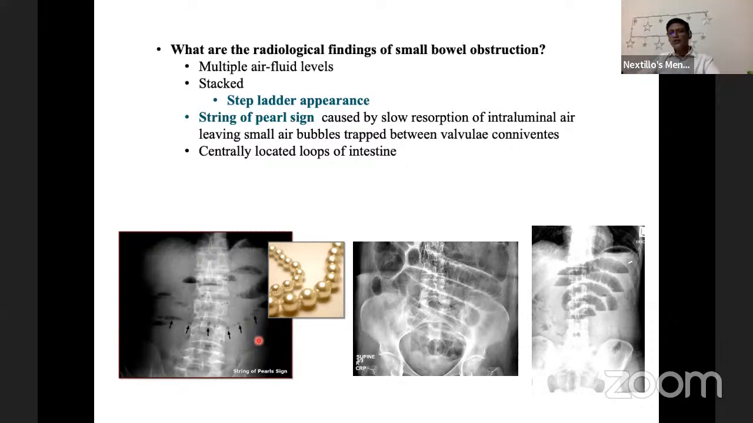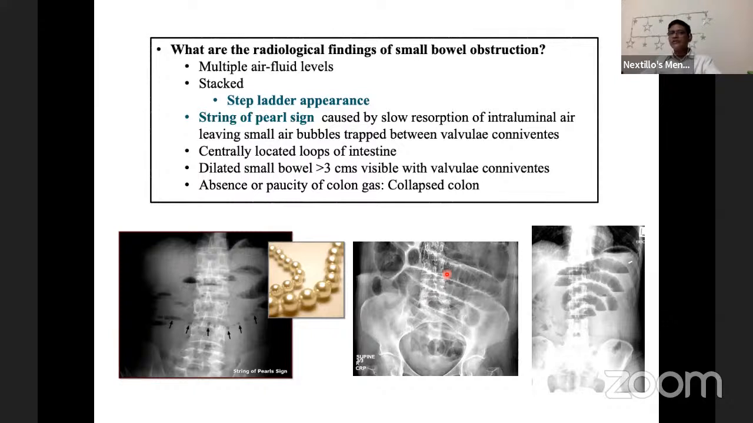The loops that you see in the small bowel obstruction over here, they are mainly centrally located. Okay, multiple air fluid levels and centrally located dilated loops. The dilated loops have a diameter of more than 3 centimeters in size, and there is absence, that is paucity of gas in the colon, and the colon appears to be collapsed. These are the findings of the small bowel obstruction in the X-ray.